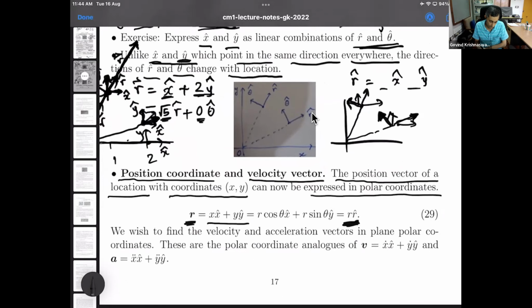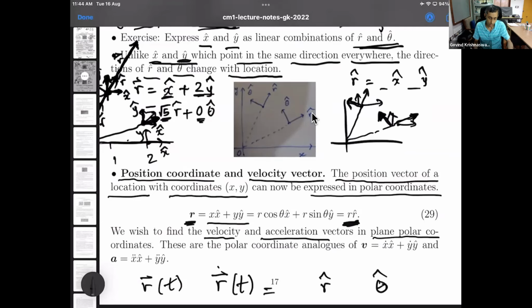Now we wish to find the velocity and acceleration vectors in plane polar coordinates. So we imagine that a particle is moving on the plane, its position vector r is a function of time, then its velocity vector is r dot, which is also a function of time. We want to express that r dot vector as a linear combination of r hat and theta hat. That is our objective.